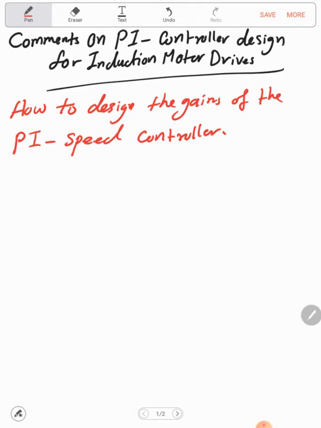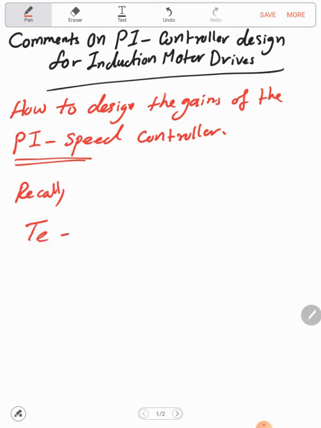Now if you recall, if we are using the closed loop V over F control or the field oriented vector control, we need a PI speed controller. So in general, one question is how to design the gains. For that, I will use the closed loop vector control, and I will start recalling.